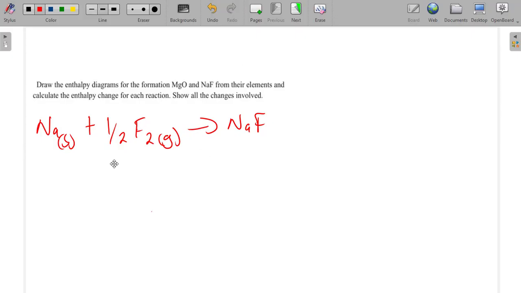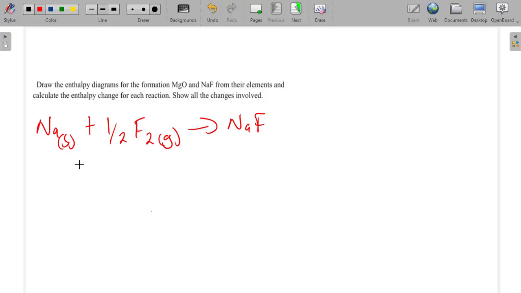Follow the same procedure. Start with the first step. Let's deal with sodium, then we'll come back to fluorine. That's how I do it. So let's start with the first step, which is sodium. Sodium is a solid.